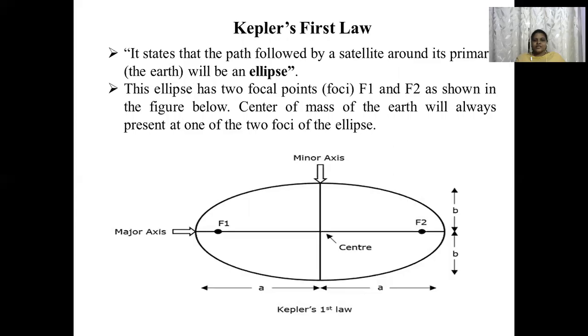So this ellipse has two focal points, F1 and F2. If you observe the diagram, you can see F1 and F2. F1 and F2 are two focal points on the ellipse. Here you can see the major axis and minor axis. You can also see small a and small b. Small a is half of the major axis and small b is half of the minor axis. So the center of mass of the Earth will always be present at one of the two foci of the ellipse.